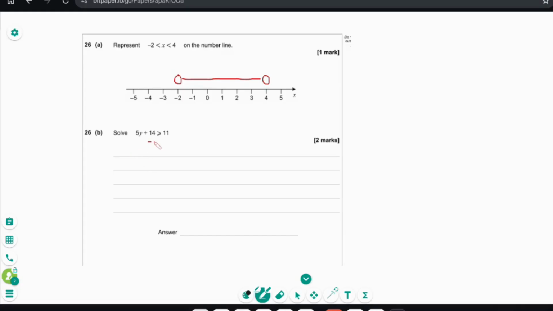Solve the inequality. So first of all, I need to take 14 off both sides, which gives me 5y is bigger than or equal to minus 3. And I need to divide both sides by 5. So y is bigger than or equal to minus 3/5. You just really do it like an equation, but you just leave your inequality sign in.